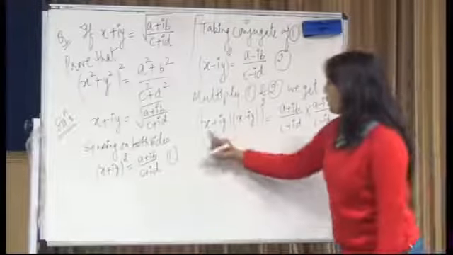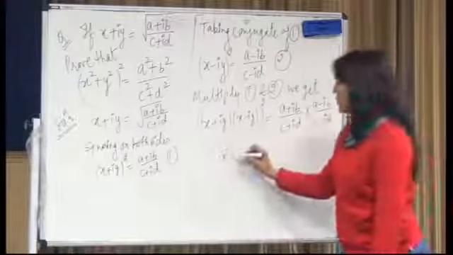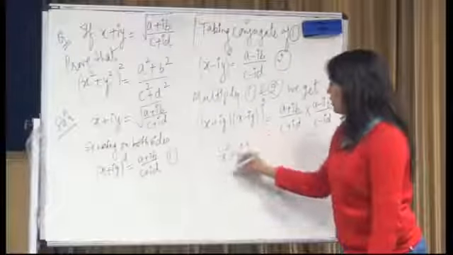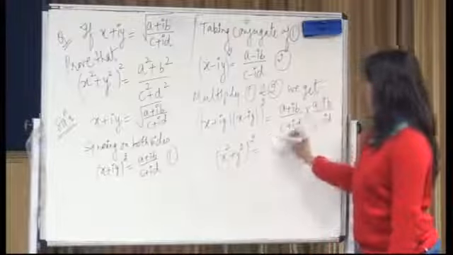So a plus b, a minus b, a square, and minus we will get, but because of iota square it will become positive. Then a plus b, a minus b.